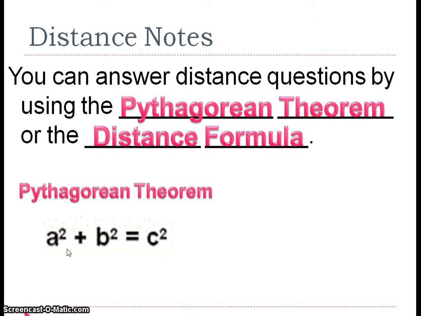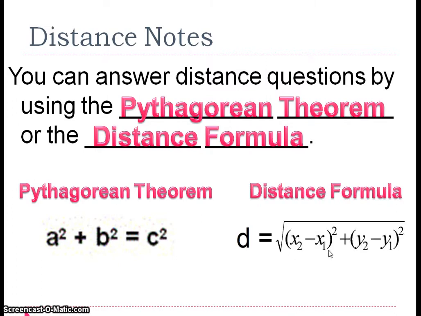Alright, so the Pythagorean theorem is a squared plus b squared equals c squared. We learned this in pre-algebra. You may have even done it in 7th grade math. And it's on your formula sheet. So this one you don't have to memorize. If you want to use the distance formula, you actually have to memorize this. And not only do you have to memorize it, but you have to be able to use it without making math errors, and that's kind of hard.